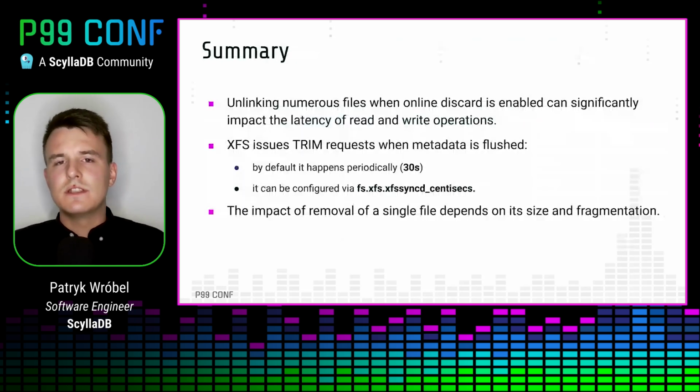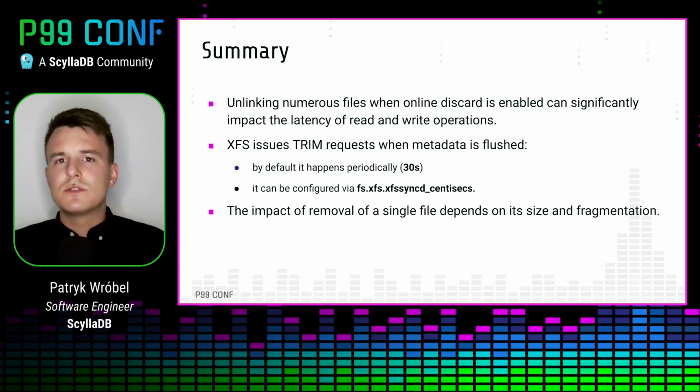So let's summarize the talk. One important thing to note is that when we use the online discard mount option and remove a huge number of files, then the latency of reads and writes may be badly impacted. We can see latency spikes. The impact of removal of a single file depends on its size and fragmentation. And basically, the more fragmented the file is, the worse the impact can be.